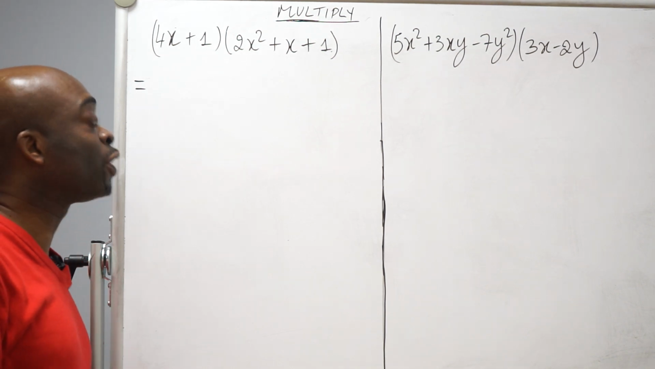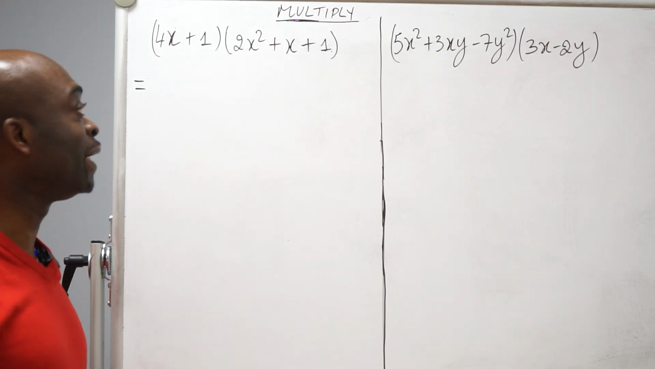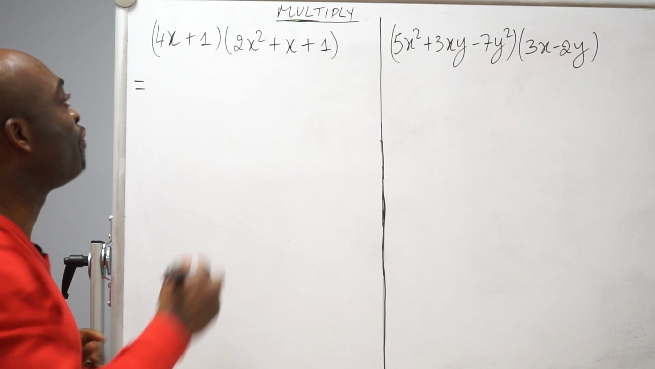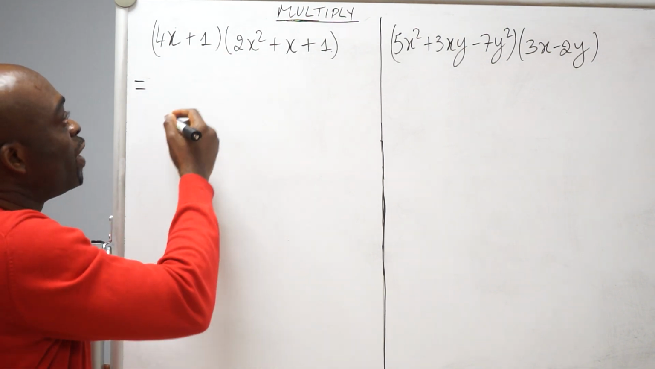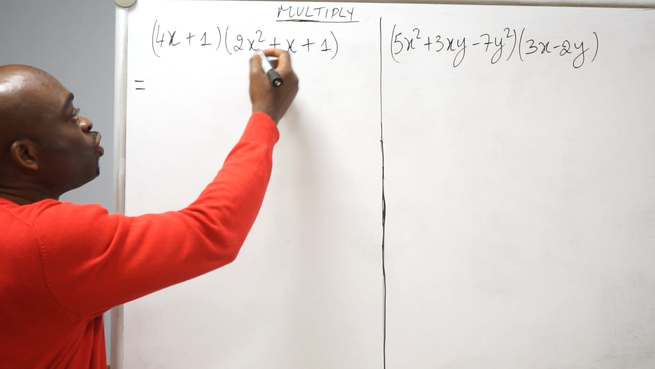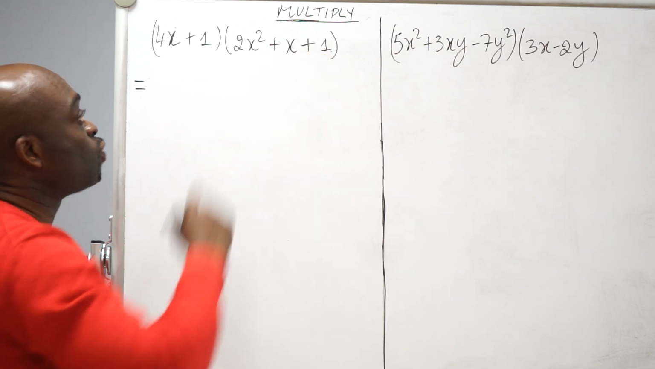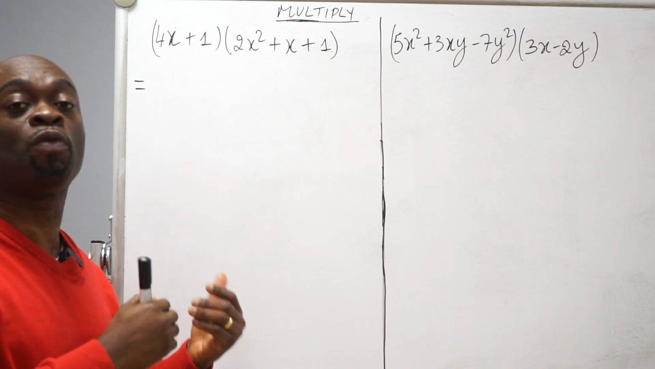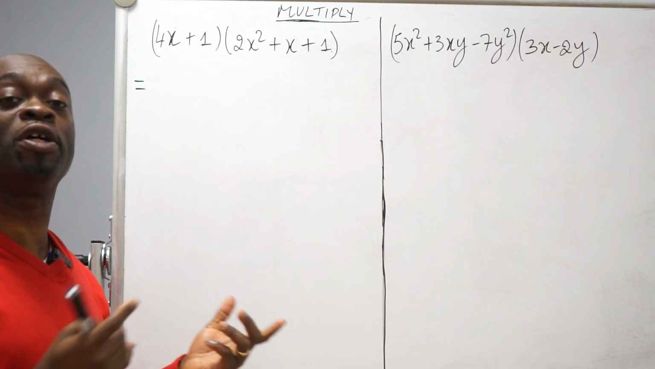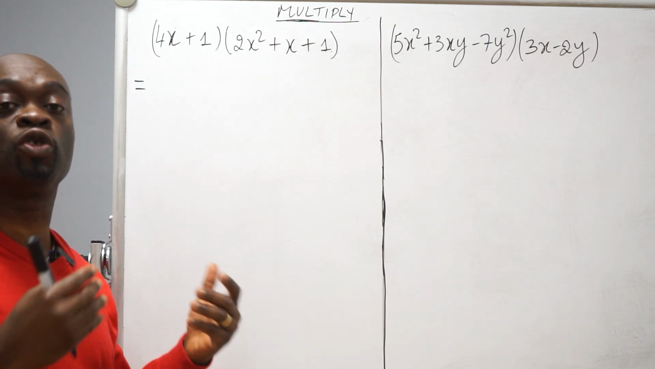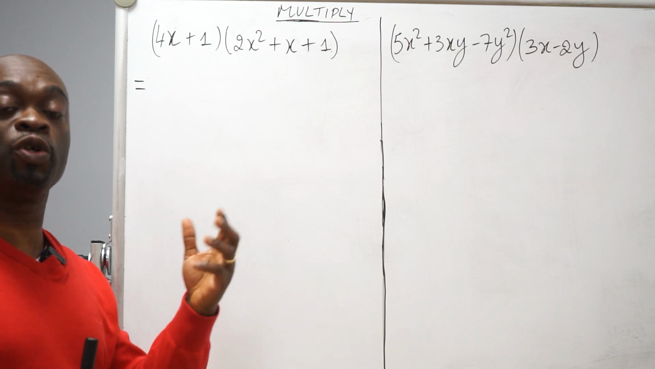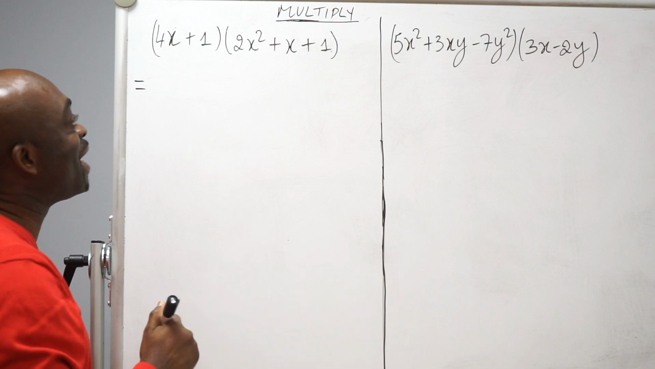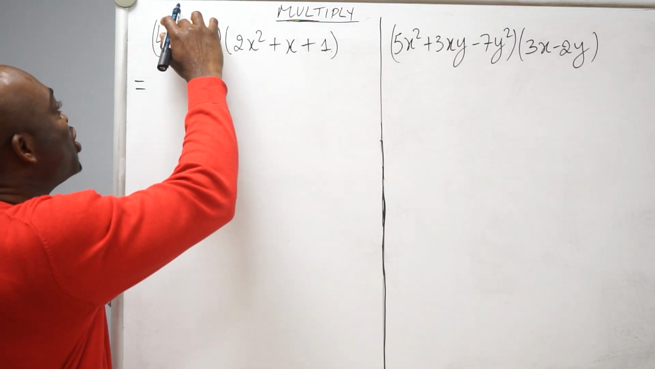Ladies and gentlemen, so we continue by multiplying polynomials here, okay? In this case, we have two terms, 4x plus 1, times three terms, 2x squared plus x plus 1. So we have a binomial times a trinomial, which is different than what we had in the previous videos when we were doing the multiplication of two binomials, for example, two terms times two terms. So this one is different. Okay, but let's see how we can deal with it. So we have a nice challenge here.